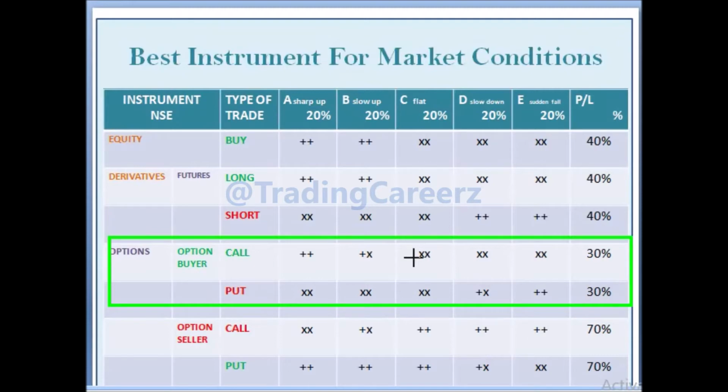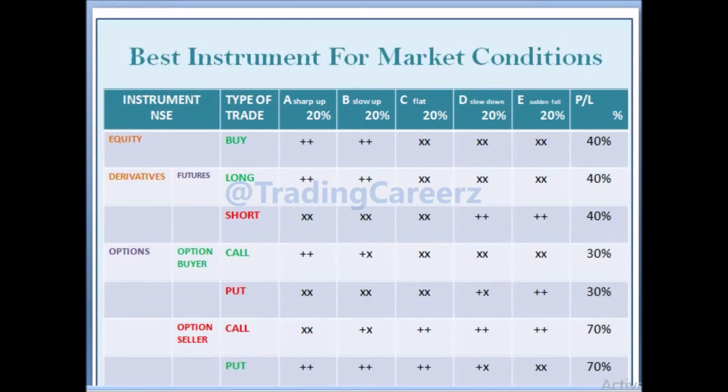If the market stays within the range, there will be zero, meaning he will be at a loss. If the market slows down, he will be at a loss, and if the market suddenly falls, he will be at a loss. Then the percentage of profit is only 30%. If someone buys a put and the market goes suddenly up, he will be at a loss, and in slow up too, and within the range also a loss. If it slows down, there is a 50% chance to profit, and on a sudden fall it will be a profit, with a 30% chance to win.